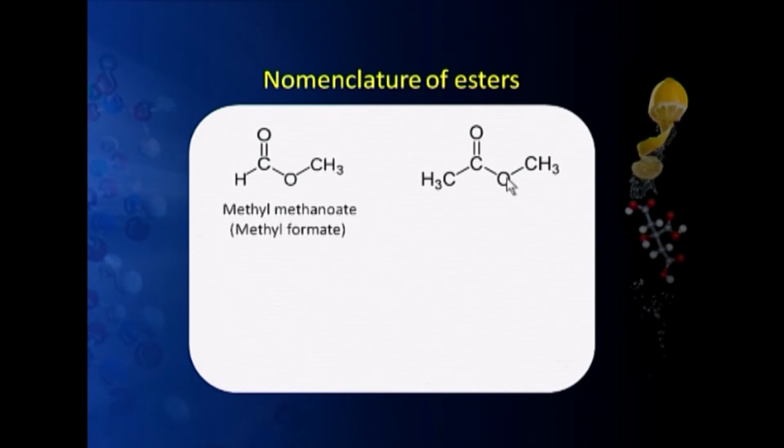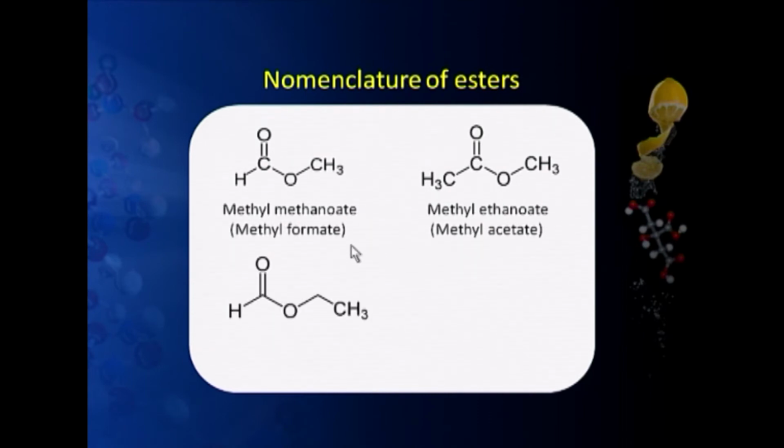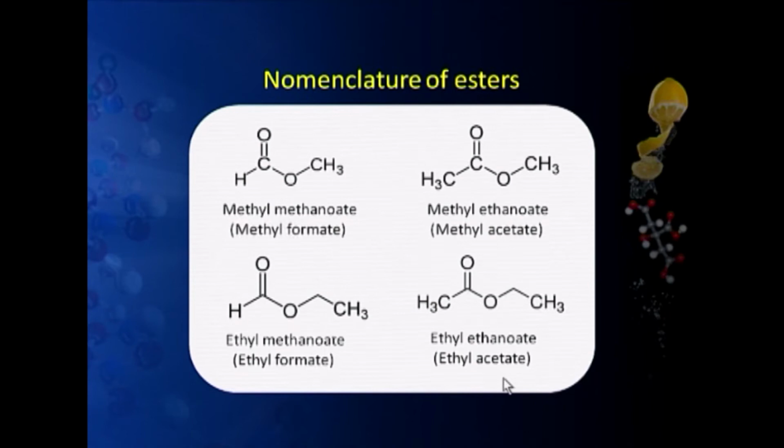Let us take another compound. Now, this is a derivative from the 2 carbon acid called ethanoic acid and commonly called acetic acid. Alcohol is again this methanol. So, the alkyl group is methyl. So, the IUPAC name for this compound is methyl ethanoate or methyl acetate. The next is we have this ethyl group and the 1 carbon acid, that is methanoic acid. So, this will be named as ethyl methanoate or ethyl formate. Here we have this ethyl group and then the 2 carbon acid, that is ethanoic acid. So, this compound will be named as ethyl ethanoate or ethyl acetate.